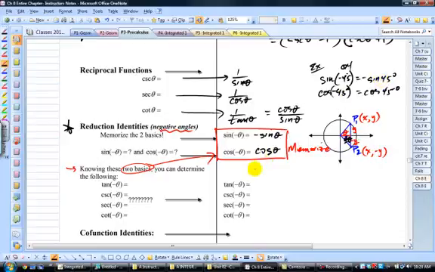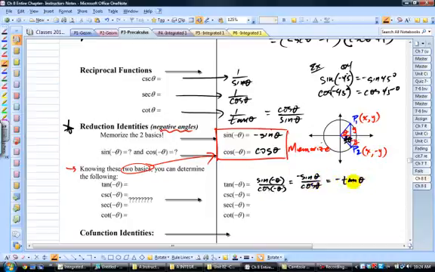Now, knowing these two basics, what you can do is figure out what tangent of negative theta is. So you just go ahead and use the basic definition. Tan of negative theta is the same thing as sine of negative theta divided by cosine of negative theta. We know tangent is sine over cosine, but evaluated at negative theta. Well, we know that sine of negative theta is negative sine theta. Cosine of negative theta is just cosine theta. This is the definition of tangent, so we get negative tangent here.